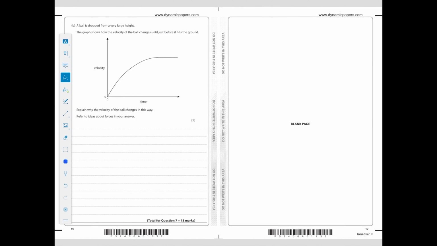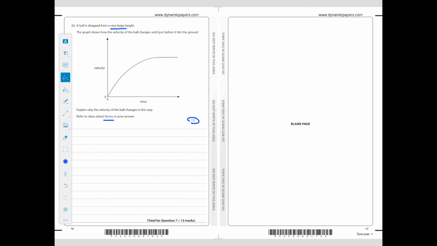B. A ball is dropped from a very large height. The graph shows how the velocity of the ball changes until just before it hits the ground. Explain why the velocity of the ball changes in this way. Refer to ideas about forces in your answer. So the key here is that it's dropped from a very large height and we need to refer to forces, and it's worth 5 marks. So don't panic. It's a poorly disguised terminal velocity question.